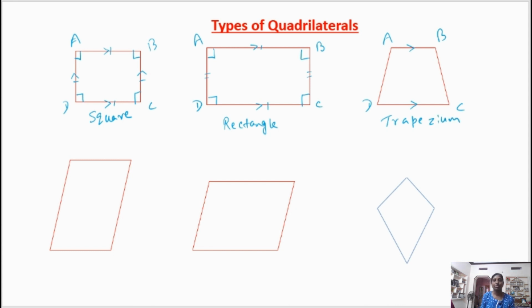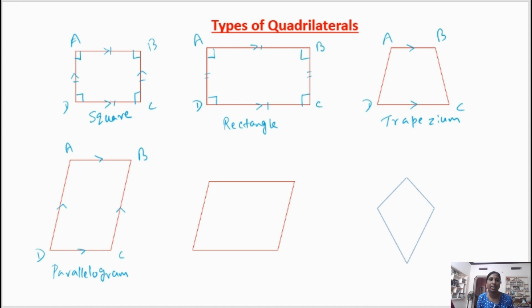Let's move to the next figure. Here we'll name it A, B, C, D. You can see that AB is parallel to DC, and AD is parallel to BC. AB is equal to DC and AD is equal to BC. So this is called a parallelogram.